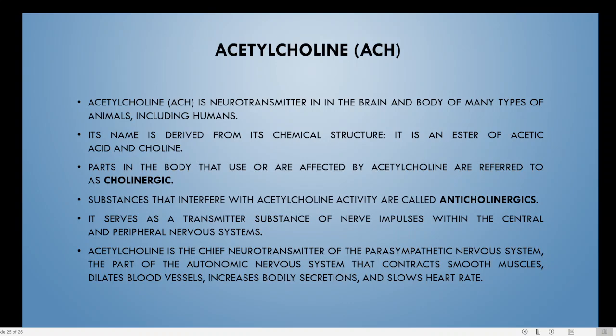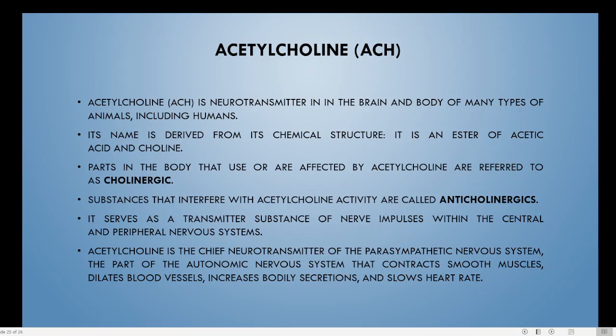Then another one here is acetylcholine. Acetylcholine is also a neurotransmitter in the brain and body of many types of animals. You might have heard about acetylcholine many times in your earlier classes. Its name is derived from its chemical structure. It is an ester of acetic acid and choline. Ester means a combination.